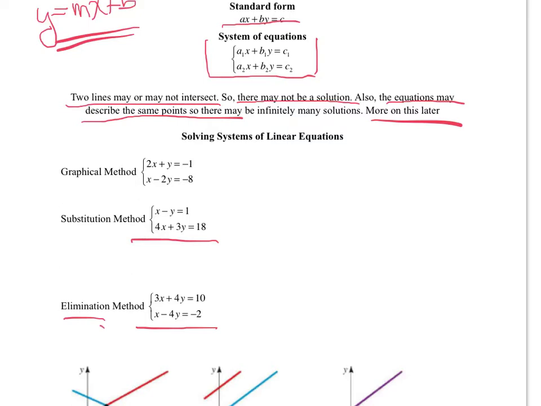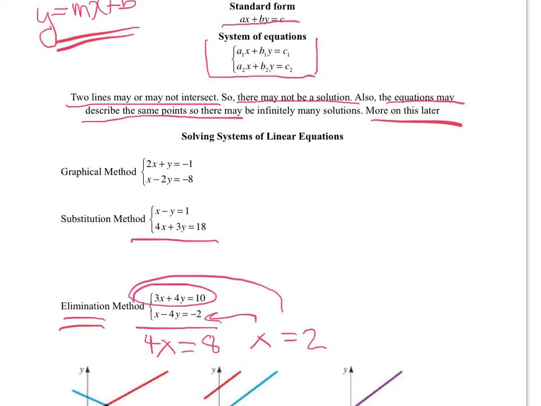But in this system of equations, if we add these two equations together, we get 4x equals 8, which we can solve and get x equals 2. And now that you know what x is, you can substitute the value of x into this equation to calculate y. And then as your check, you would substitute both of the values into this equation to verify that you have indeed found the ordered pair solution.